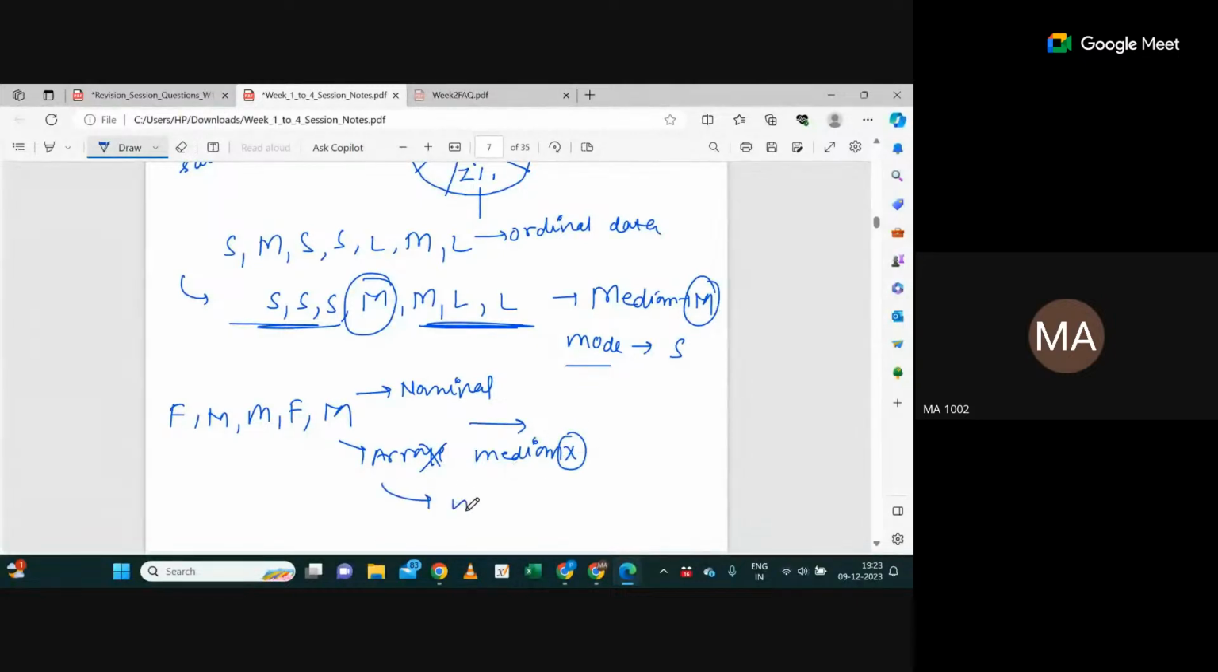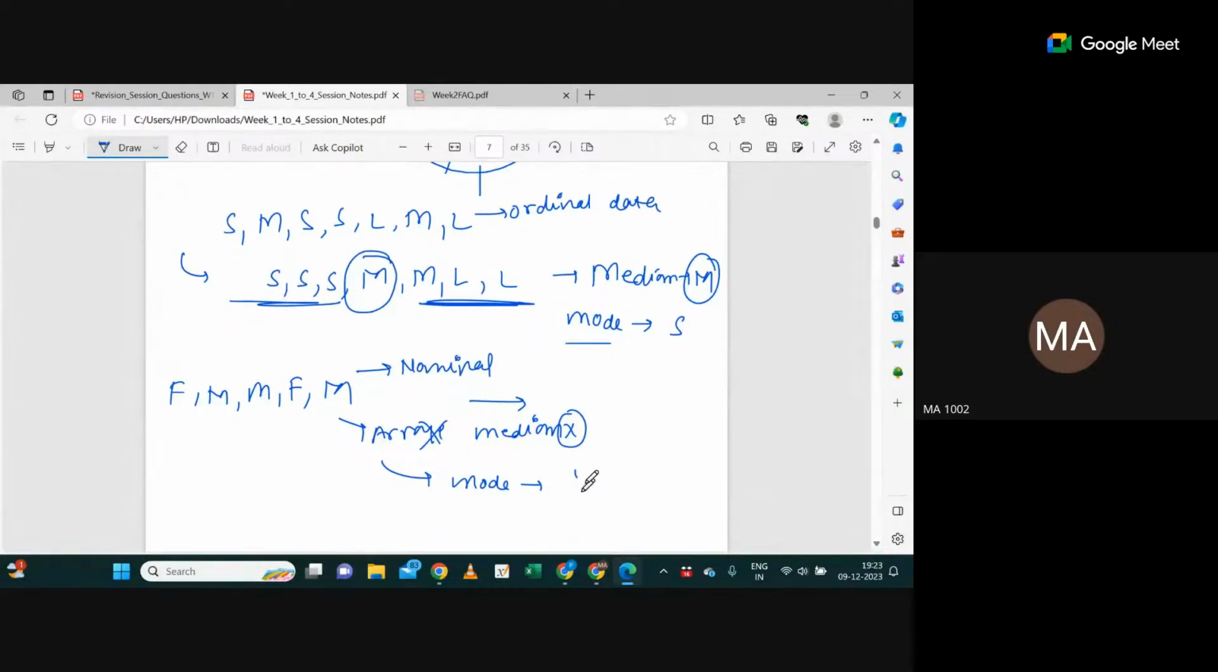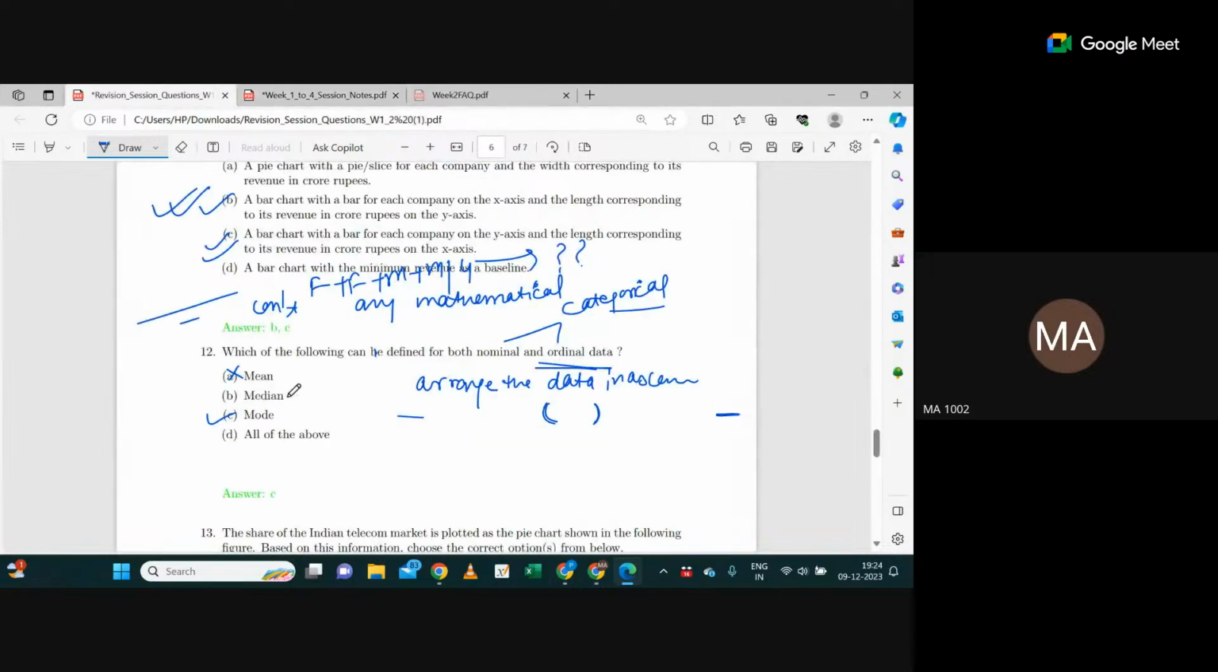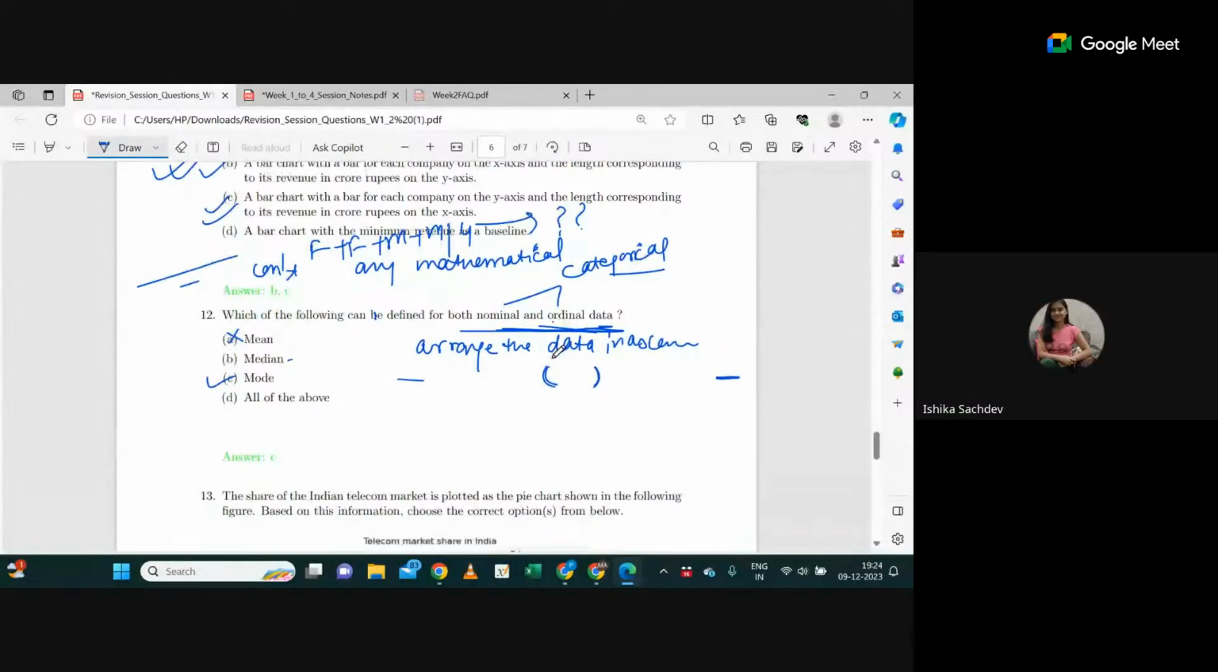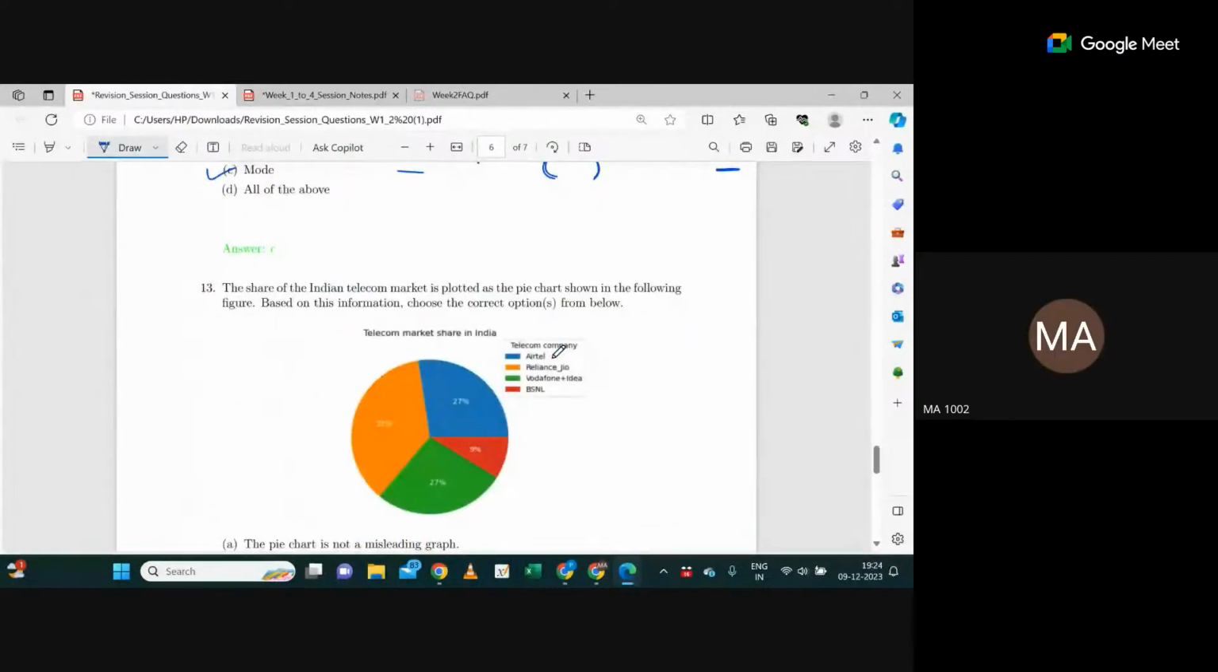Tell me what is the mode? Mode is what? M. M, right? So mode is useful; I can use the mode for nominal data sets as well as for ordinal data sets, while median is useful only for ordinal data sets in the case of categorical data. Is this clear? Yes. Okay, fine. So let's move to the next part of the question.